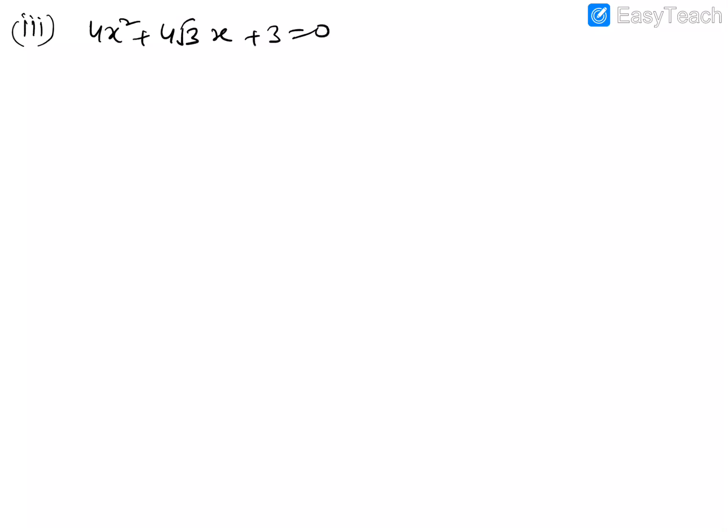Now, third part of the problem is 4x square plus 4 root 3x plus 3 is equal to 0. यहाँ पर देखना है कि क्या इसके रूट एग्जिस्ट करते हैं या नहीं। अगर रूट एग्जिस्ट करते हैं तो उसे कंप्लीटिंग द स्क्वायर मेथड से फाइंड आउट करना है। Here a is equal to 4, b is equal to 4 root 3 and c is equal to 3.